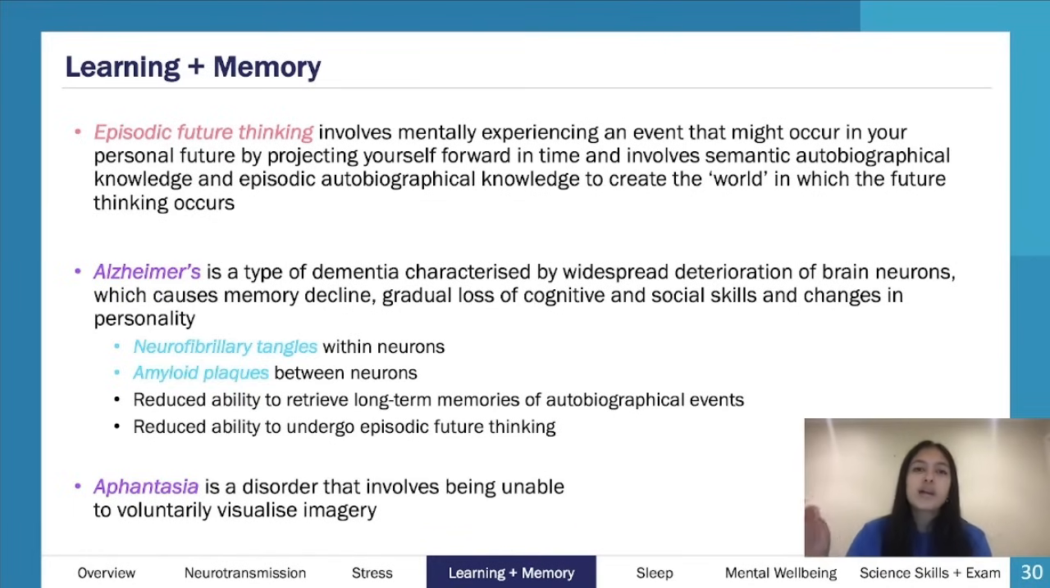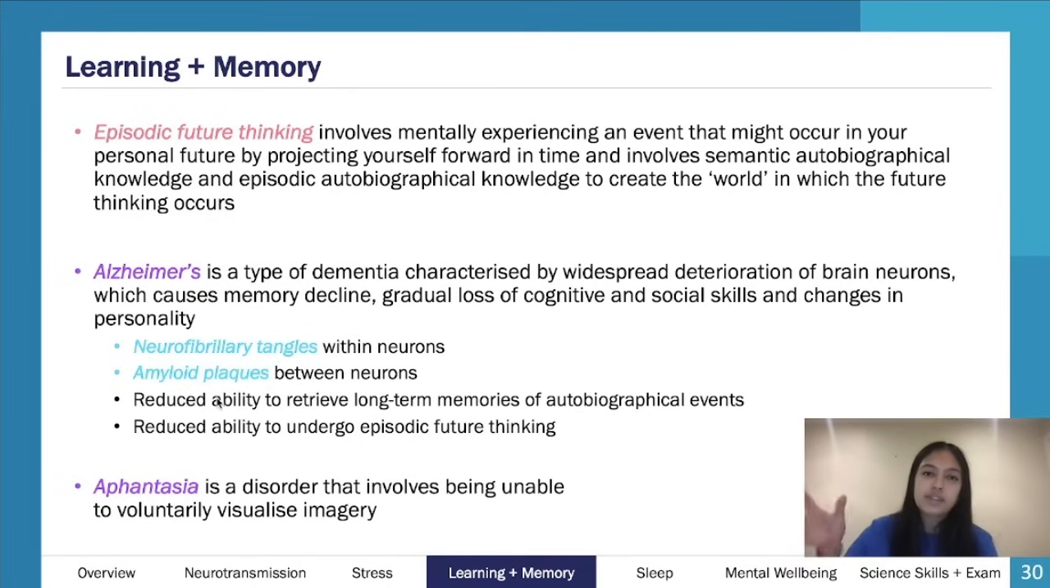So Alzheimer's is basically a neurodegenerative disease, a type of dementia. The main initial symptom is short-term memory loss. So again, you can think about it affecting your hippocampus. You have these two things that are important to remember: neurofibrillary tangles and amyloid plaques.